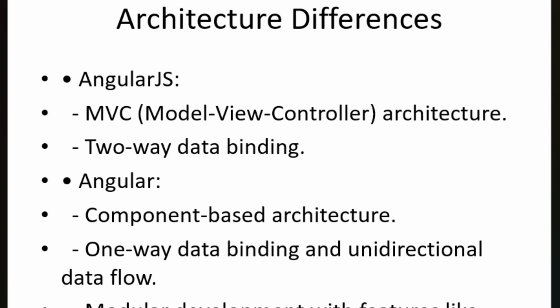Architecture. This slide delves into the architectural differences. AngularJS follows the traditional MVC, Model View Controller, architecture, where the model, view, and controller interact to manage data and UI. It supports two-way data binding, meaning changes in the model automatically update the view, and vice versa.